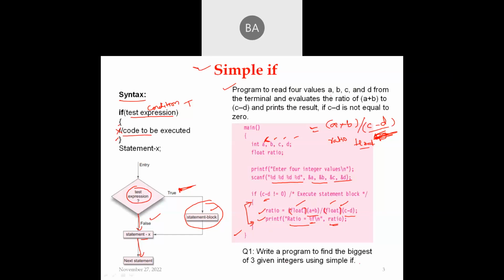Then this is a question for your homework. Write a program to find the biggest of 3 given integers using simple if. It is very easy. Suppose you are given A, B, C, 3 integer values. How do we compute the biggest among 3 values? You can write: if A is greater than B and A is greater than C, then A is bigger. Like that you can check the remaining two conditions also, for B being the biggest and C being the biggest value. So try on your own. This is a homework problem based on the simple if.